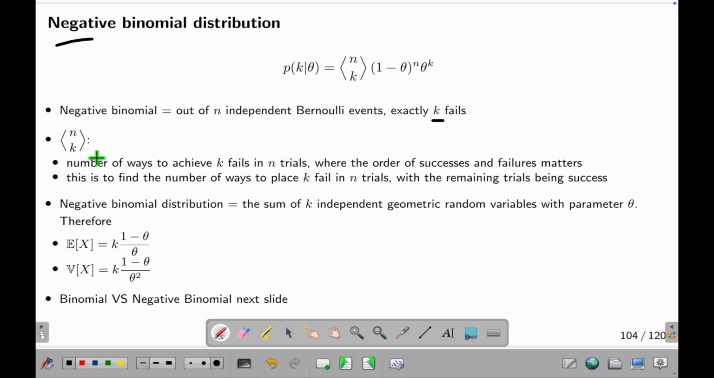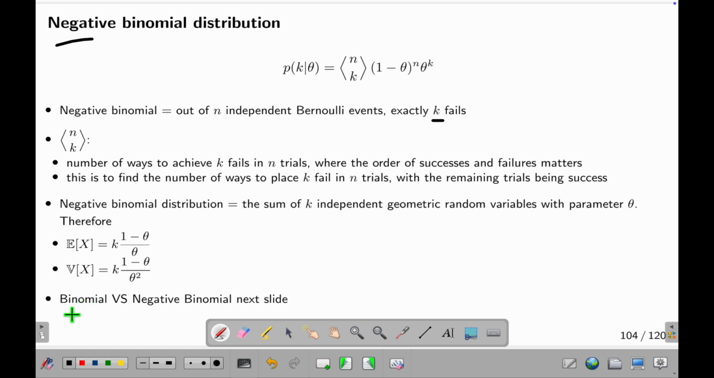So we do this. What is this? N choose k with repetition. The number of ways to achieve k fails in n trials, and the order matters. I'm going to explain it soon. Probably this kind of thing with repetition is the most confusing one. And then we also have E(K) and V(K). I'm not going to talk about what E(K) and V(K) are here. Again, I'm not going to test you.